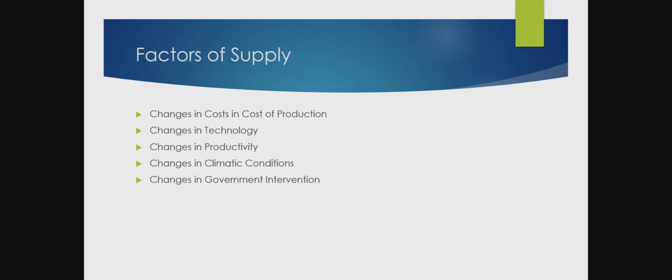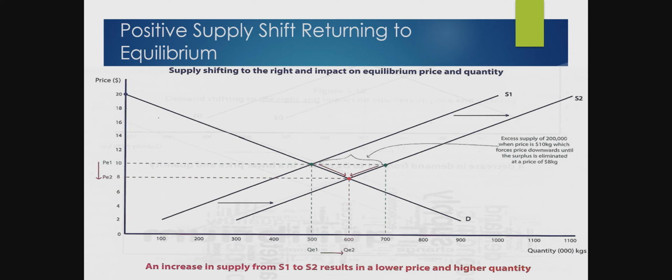So now let's look at the factors of supply. We've got changes in the cost of production, changes in technology, changes in productivity, changes in climatic conditions, and lastly, changes in government intervention. All these factors here can cause the supply line to shift left or right, depending if it's positive or negative.